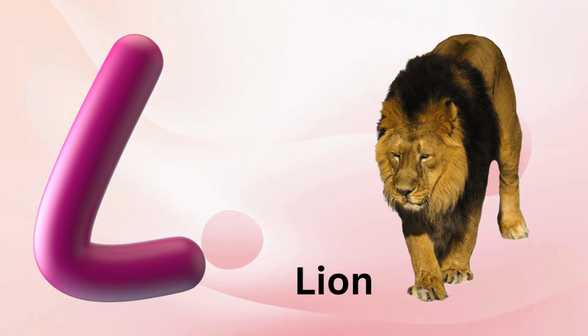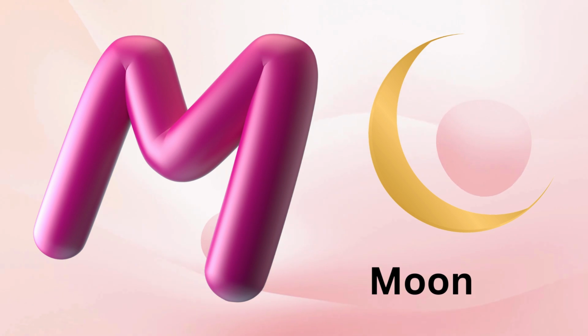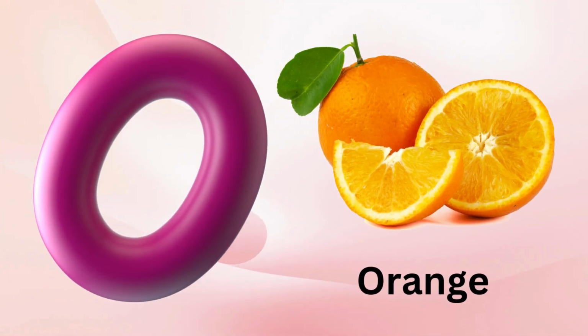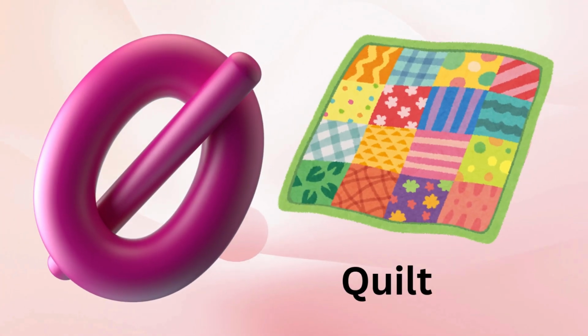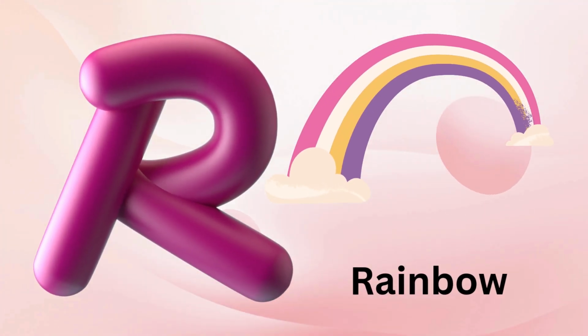L for lion. M for moon. N for nest. O for orange. P for parrot. Q for quilt. R for rainbow.